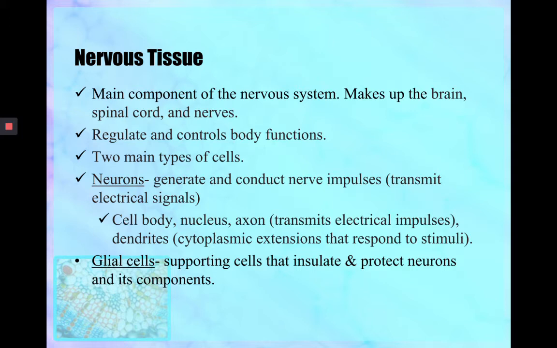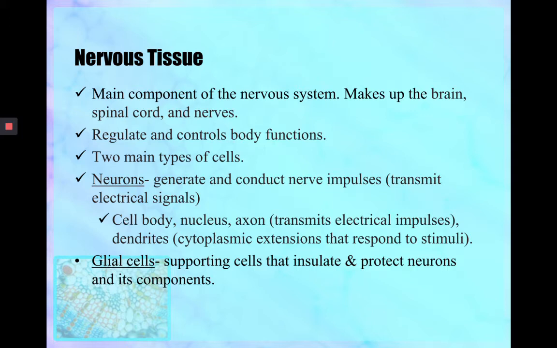Neurons are going to be the main cell type. They're the ones that generate and conduct nerve impulses called action potentials. These are electrical signals that are transmitted from cell to cell. The cell body and the extensions from the cell body make up neurons. Those include things like the axons and the dendrites. Axons are the conducting regions that transmit electrical impulses of neurons. And dendrites are cytoplasmic extensions from the cell body that respond to stimuli. They're going to accept impulses from neurotransmitters, for example.